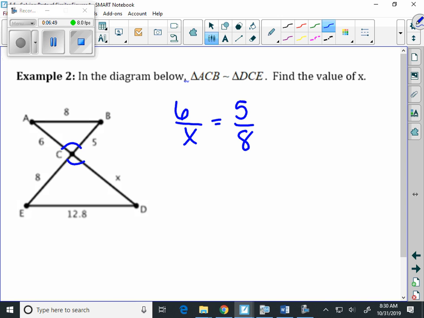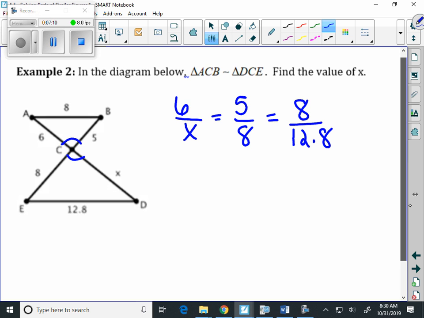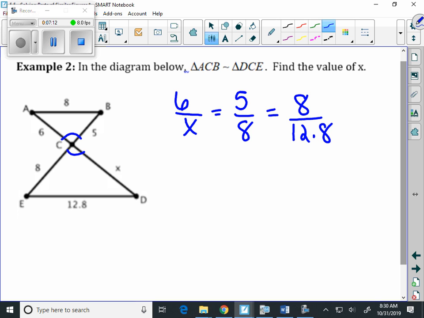And we might as well do the third one since we're doing them all at once. If we look at AB, it is 8. And DE is 12.8. So there's all 3 of the comparisons in this particular triangle. And we're going to set up 2 of them. And actually we only need to find side X, so we don't even need that third one in this case. We've got 6 over X equals 5 over 8.